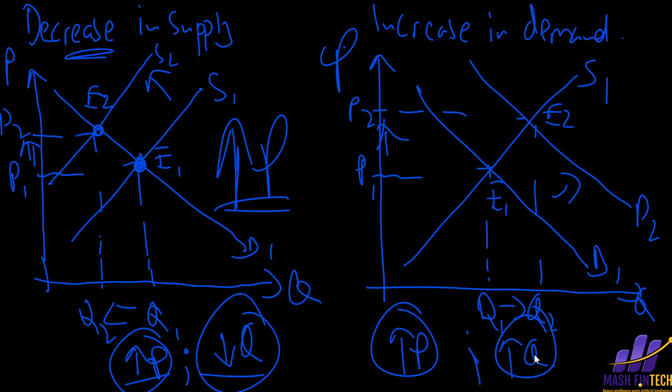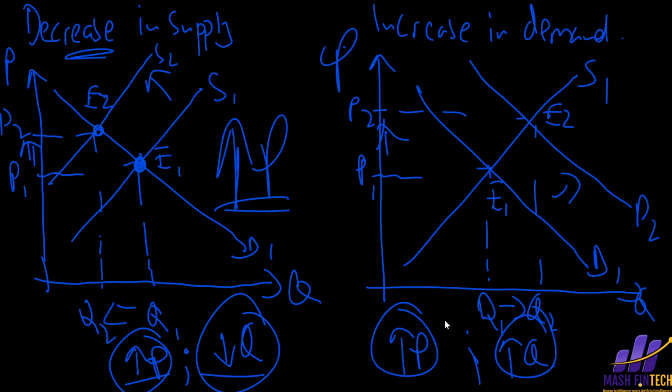The conclusion you make, if you are not told which effect is greater, is that the final quantity is going to be indeterminate or uncertain. You can't know for sure what the final quantity is going to be. It could be the same, it could increase, it could decrease.